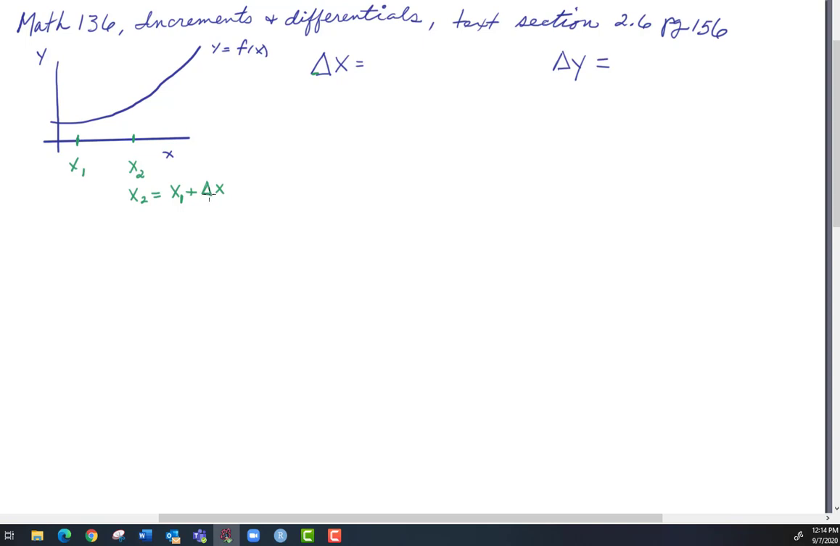Now I'm drawing this as though delta x were positive, and in most illustrations it is, but there's no reason why it couldn't be negative as well. And we could be talking about moving backwards here a little bit on this axis, but we'll just keep this one drawing and keep things simple. So delta x is just a bit of the x-axis.